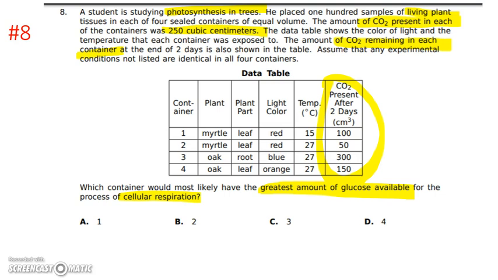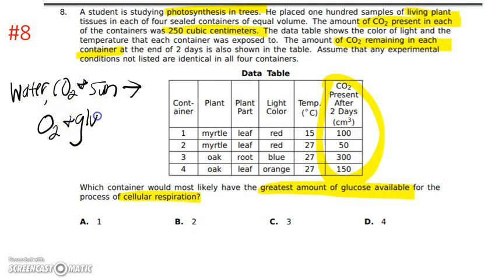First of all, it looks like we need to know our equations. We're going to be looking at the equation of photosynthesis in this one. Remember, in photosynthesis, we have water, CO2, and sun going into the equation, and then produced is going to be oxygen and glucose. And that's for photosynthesis.